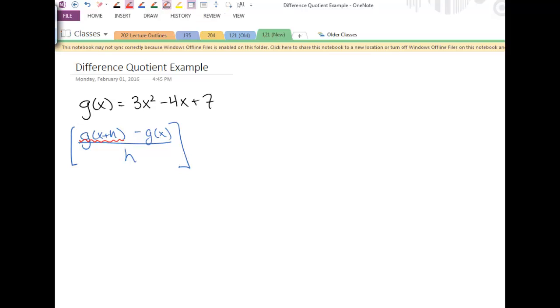So remember our function notation. If I said, say, g of 0, what that means is I'm just going to take 0 and plug it into the function. In this case, that would be 3 times 0 squared minus 4 times 0 plus 7, or this would come out to 7. Same thing if I wanted g of 1. We'd just plug 1 in. Same kind of process.